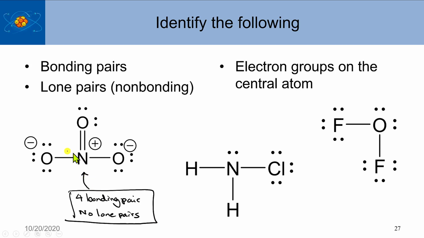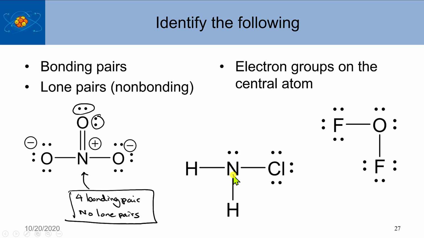Okay, but the oxygens have lone pairs, and lone pairs are again these electrons that are paired off on the oxygens. So there are 3 lone pairs on this oxygen, and then 2 lone pairs here.